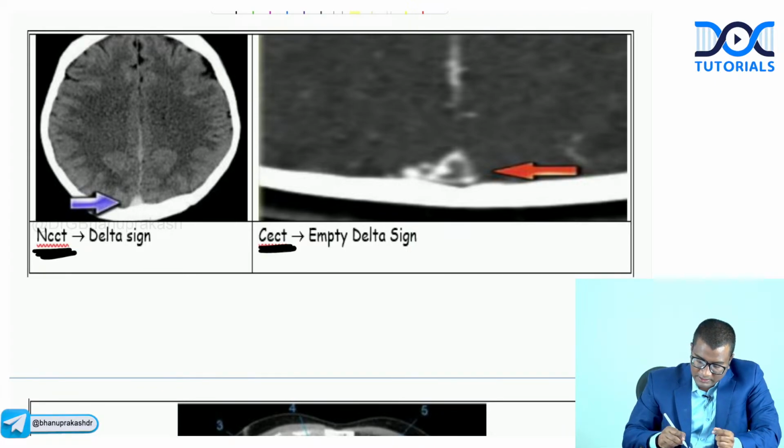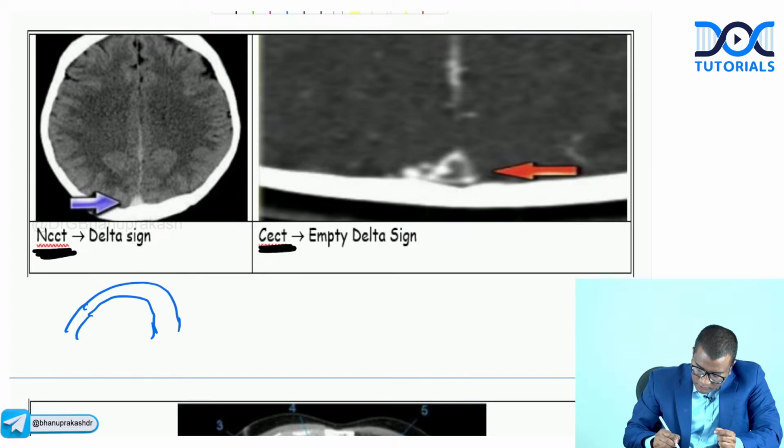Imagine these are your dural venous sinuses, right? So this is the superior sagittal sinus, which is like this. You all know the superior sagittal sinus, the inferior sagittal sinus, then the straight sinus. They all unite and form the confluence of sinuses, right? Then we have the transverse sinus like that.